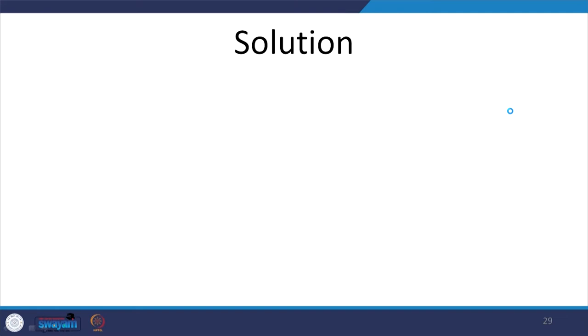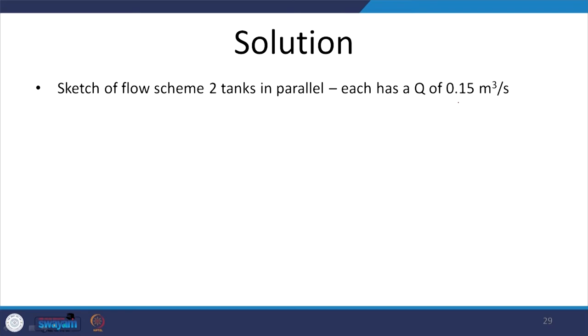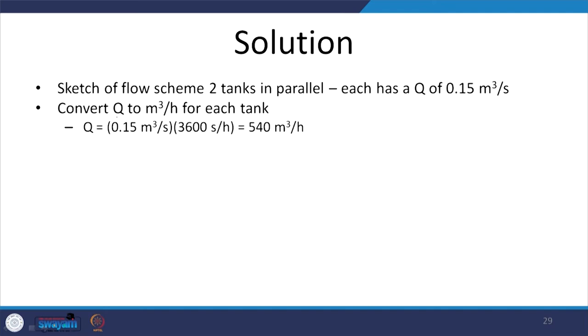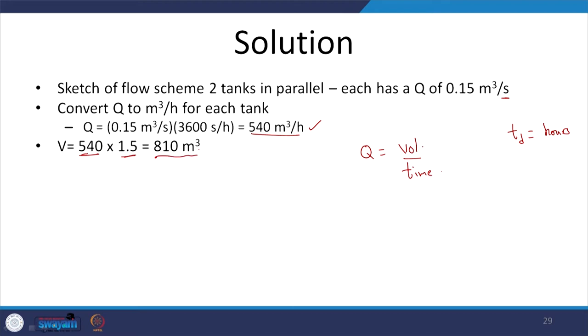Well, pretty simple calculations. So two tanks in parallel, so flow rate is half of the total. Convert Q to meter cube per hour for each tank. So looks like it was given in seconds, but our time for detention was given in hours, right? So if there are errors in the calculation, that's fine, you can just correct that yourself. And volume: Q is equal to volume per time. So if I want to calculate volume, I need to multiply Q, the flow rate, with the relevant time, and I get the volume of the tank, right? This is the volume for each tank, because the flow rate that I have used is the flow rate through each tank.